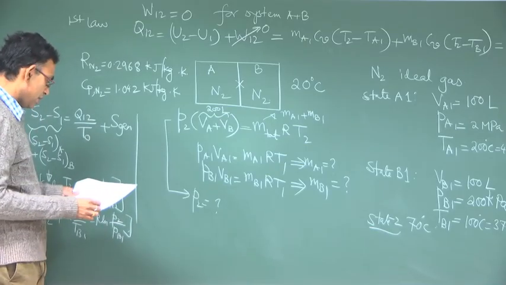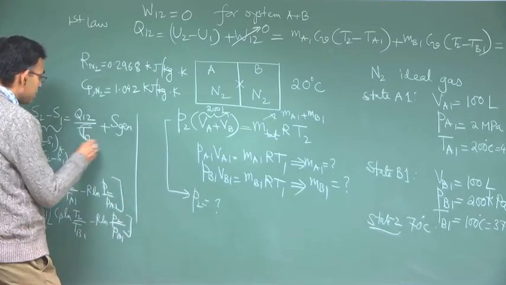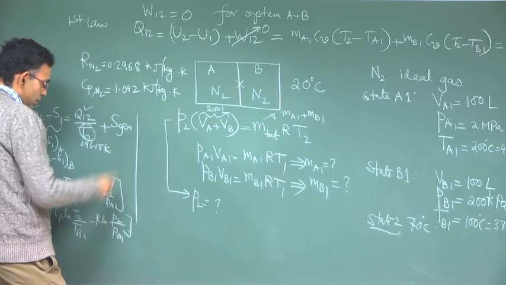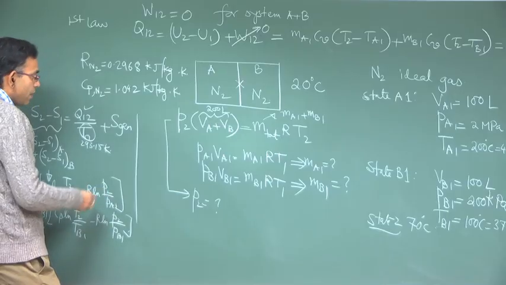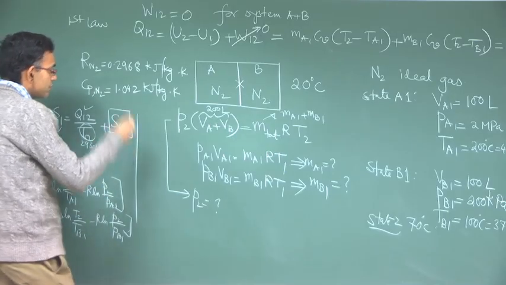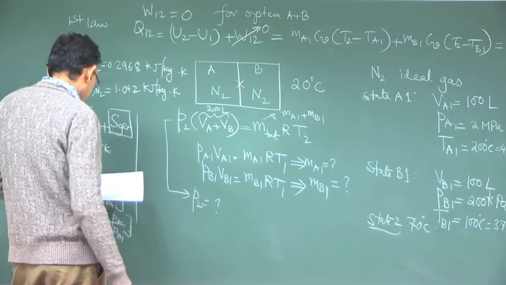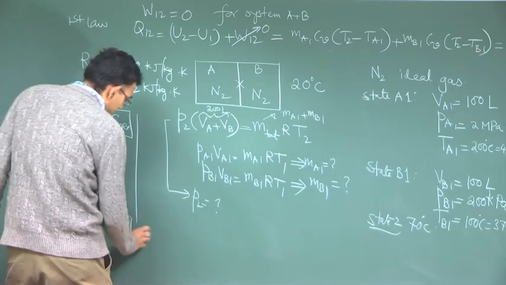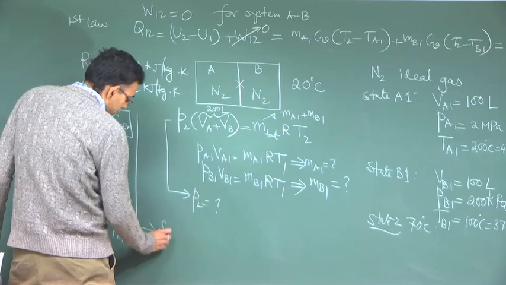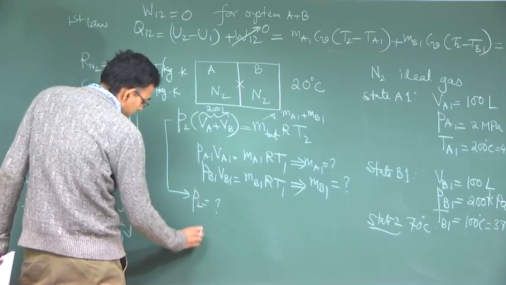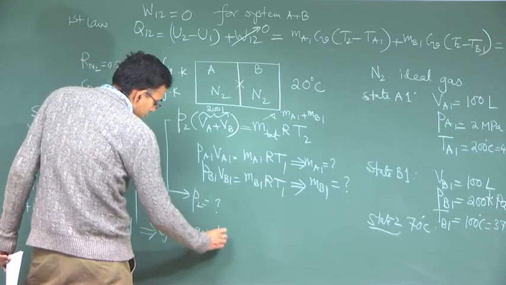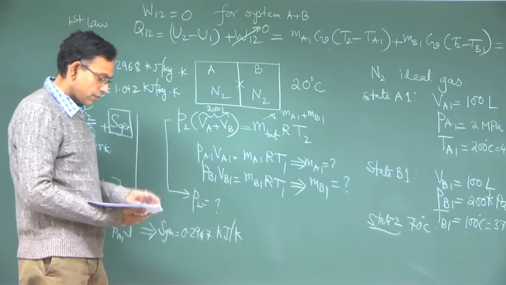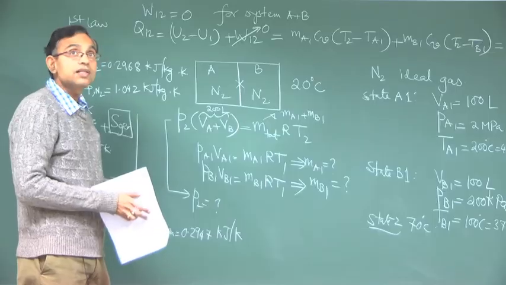So, you can calculate the value. The T0 is given to be 20 degree centigrade, so this is 293.15 Kelvin, this you already know. Here you can substitute the values, so you will get entropy generation. Entropy generation is 0.2947 kilojoule per Kelvin. Okay, so we will move on to the next problem.